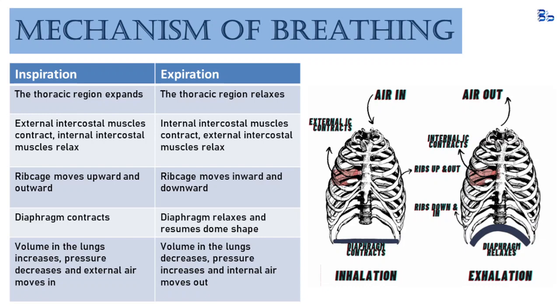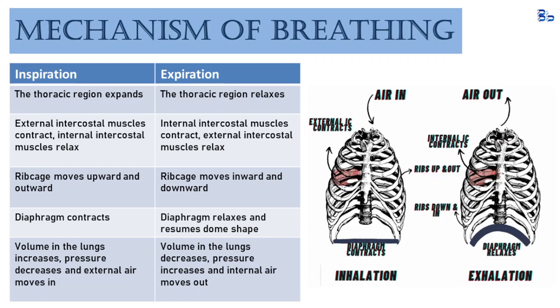Now the diaphragm is also going to contract. All these changes are going to increase the volume in the lungs. We all know that pressure and volume are inversely proportional. So when the volume in an area increases, the pressure in that area will decrease. What is happening now? There is low pressure inside the lungs, and outside the body in the atmosphere there is high pressure. We all know that air moves from high to low pressure. So external air will now move into the lungs.